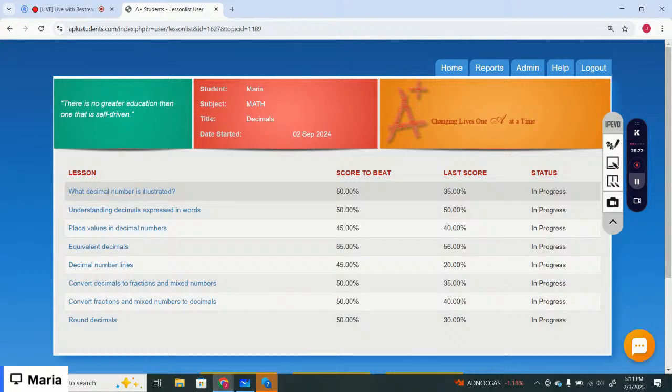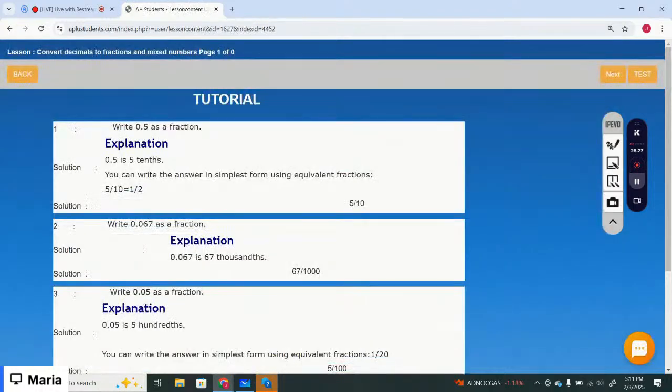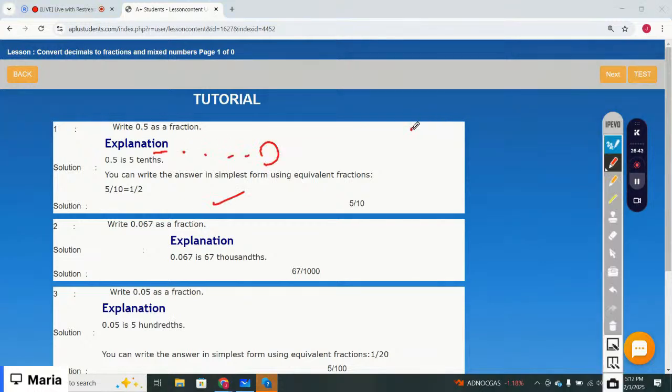The next lesson is convert decimals to fractions and mixed numbers. Let's just start with the lesson. Write 0.5 as a fraction. So we're going to learn how we write decimals as fractions. So 0.5, you need to write it as a fraction. The first thing you have to do is remove the decimal point. When we remove the decimal point, we put 1 in place of the decimal point, and after the decimal point you have only one digit. So just add 1 zero, that is 5/10.